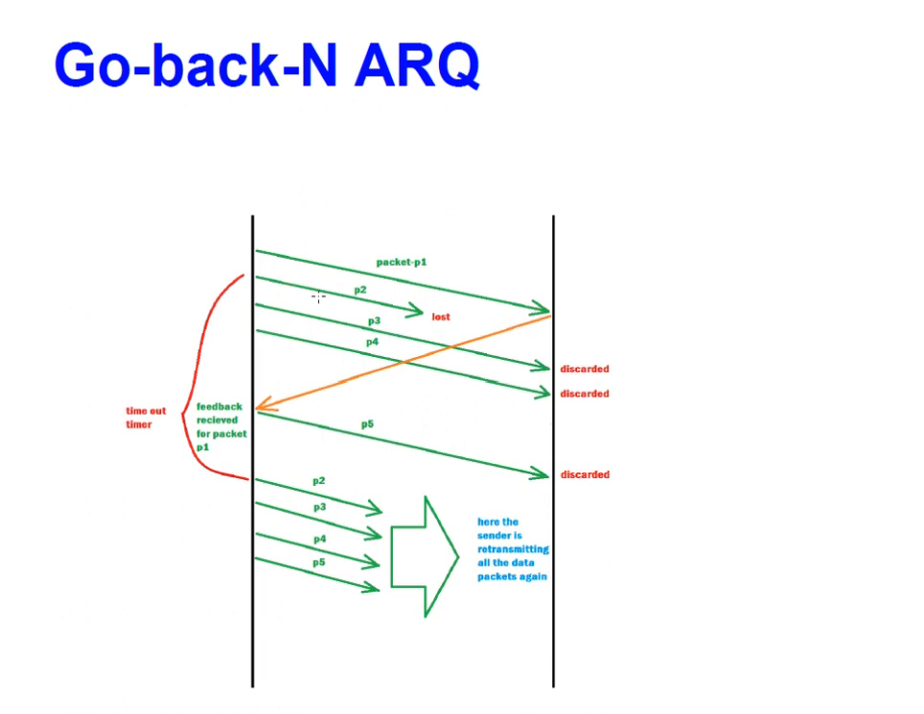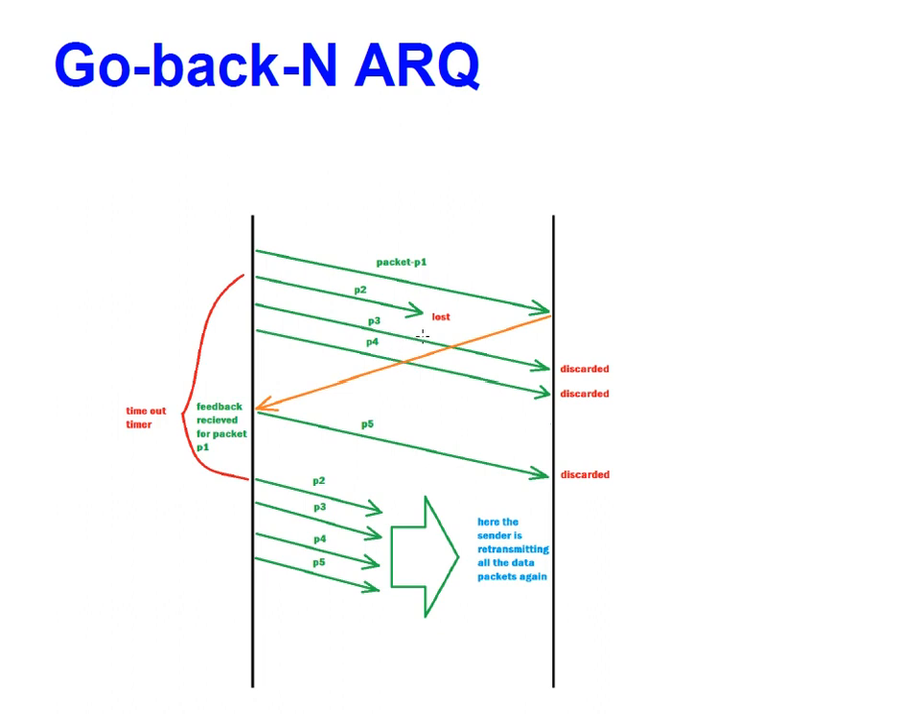Now assume a case like this one: P2 has been received, P3 has been received, P4 has been received. Now if P4 is sending an acknowledgement, it will automatically assume that P2 and P3 have already been received. So that is another way in the case of Go-Back-N.